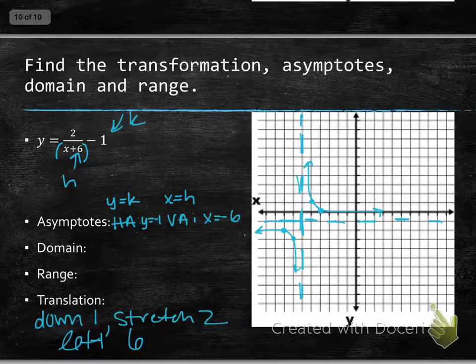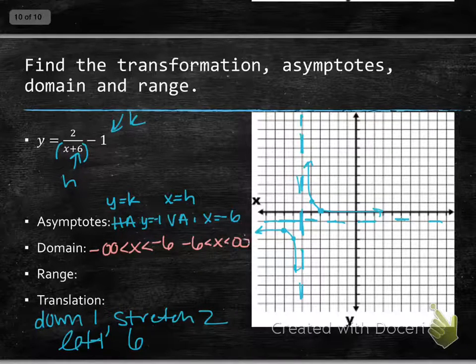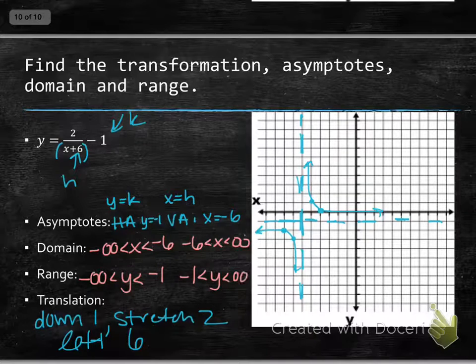So if I do my domain, so left to right, I go from negative infinity, I hit a wall this time at negative 6, start back up at negative 6, go to positive infinity. My range, I go top to bottom. So negative infinity, I hit a wall this time at negative 1, start back up at negative 1, and go to positive infinity.